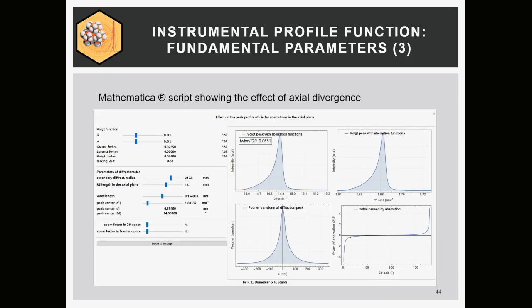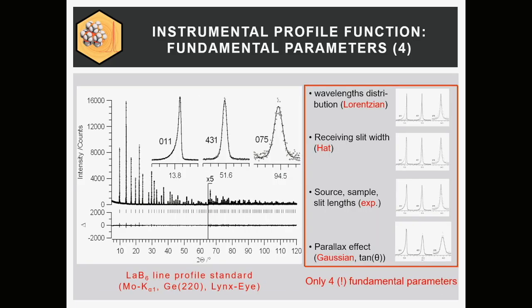This is a typical Mathematica script. So when you download these scripts, you can play. You can, for example, put in the different effects and see how the peak shape is affected in real space? How is it affected in Fourier space? How is it affected over the powder pattern and stuff like this? This is what we want to achieve tomorrow. This is just one example here.